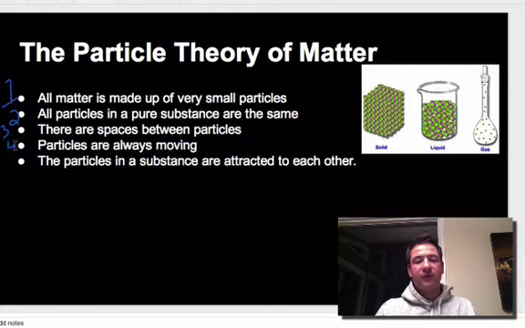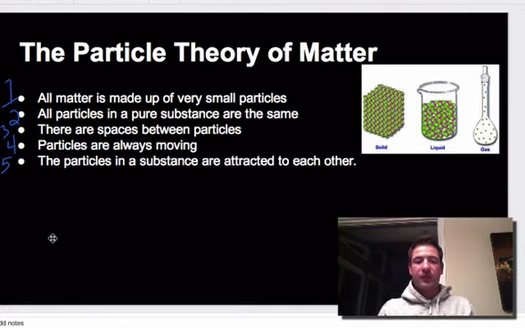But then number 4, particles are always moving. So the particles in here are moving. There's very little space for them to move around, but they're still moving a little bit. Whereas in water, it flows because the particles are farther apart and it allows them to move more freely. Then the last component of the particle theory of matter is that particles in a substance are attracted to each other. Water binds to itself.